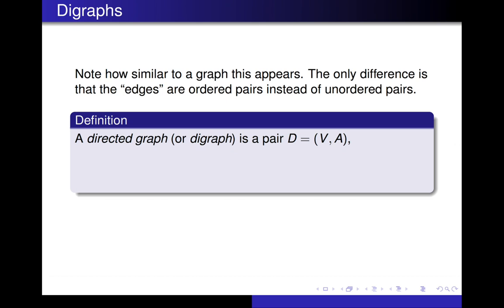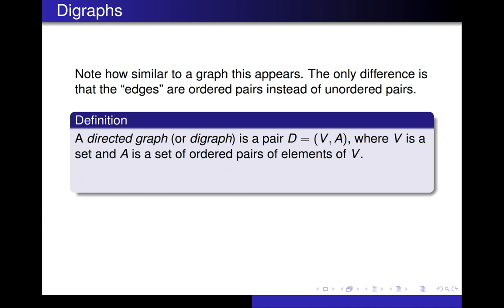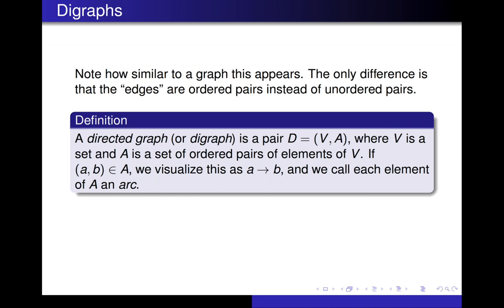So a directed graph, or a digraph, is a pair of two sets. V is a set of vertices, A is a set of things called arcs that are pairs of the vertices, except V can be any set, but the pairs have to be ordered pairs because we have to know which vertex is pointing at which other vertex. So if (A, B) is an ordered pair in A, we will visualize this as A pointing to B. And so each element of A is called an arc instead of an edge.